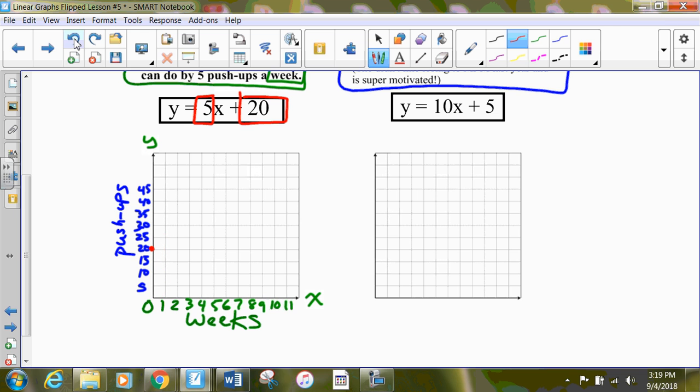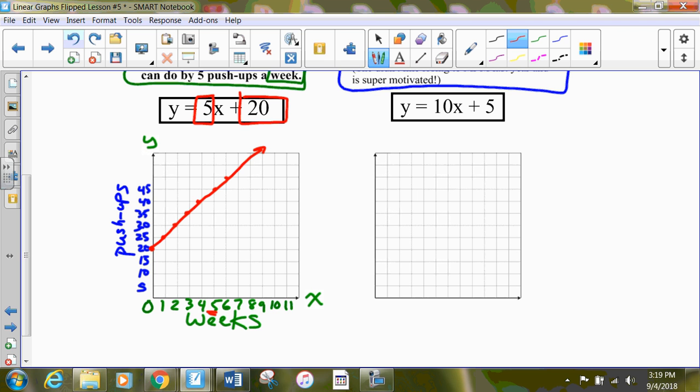Let me get rid of those lines. Okay. And same thing, rise up 5 over 1, up 5 over 1. We're going to keep going so we get some idea of where Mr. Matcher will be as the weeks progress, right? Like if you wanted to know, hey, where's Mr. Matcher at 5 weeks? Wow, he's already up to 45 push-ups, right?